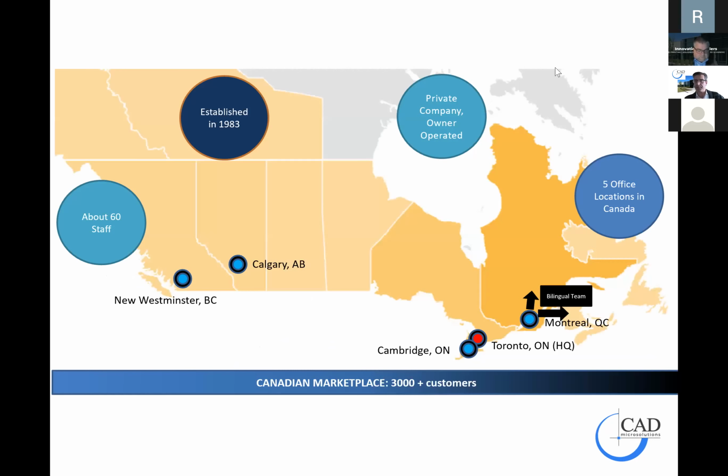Our offices are located in a few places throughout Canada. We're a total of about 60 employees, privately owned and operated. The headquarters are in Toronto, but as you can see in the map, we have offices in Montreal that serves the Quebec and Eastern area of Canada. And then for the central western area of Canada, we have also an office in Cambridge, Ontario, next to Waterloo and Kitchener. And then also offices in Calgary and Westminster, BC, near Vancouver. At the moment, we have 3,000 plus customers that support the company, and we've been in existence since 1983.